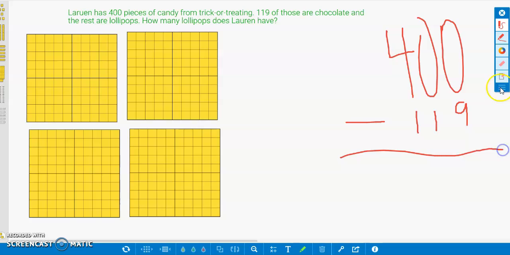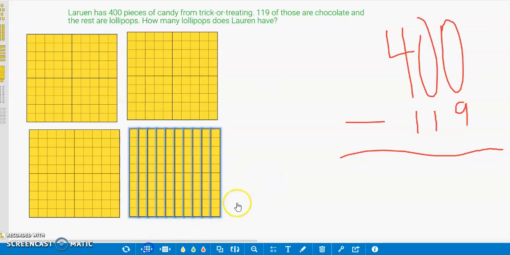So let's go ahead and represent that in our standard algorithm equation. So when we subtract from the right, starting with the ones column, we can look and see that 0 minus 9. I don't think that we can subtract 0 minus 9. So let's go ahead and decompose our tens blocks.